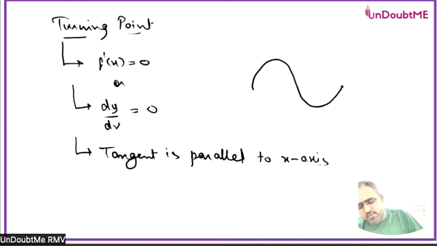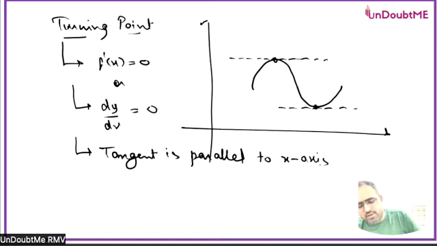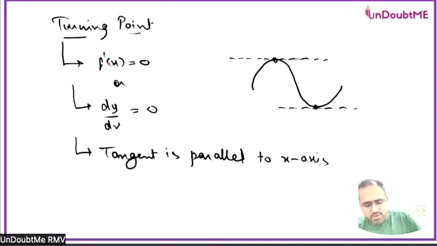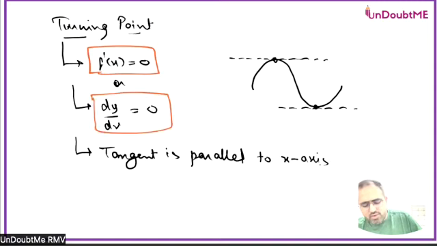Have a look at the curve. These are the turning points which are clearly visible. And if you look at the tangents at these turning points, they will always be parallel to the x-axis. You need not even show the x-axis. It is obvious that the x-axis will be horizontal over here. Okay, so these are the meanings of turning point. First, we should be clear with that. f dash x is 0, or dy by dx is 0, or the tangent is parallel.